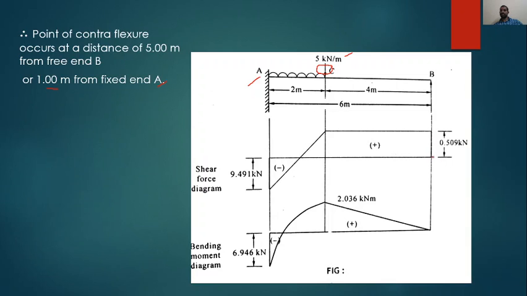We have a prop reaction of 0.509, and from B to C, as there is no load, the shear force variation is constant, and from here there is a downward load, therefore a gradual downward variation from 0.509 over here to 9.491 at the fixed support, and the vertical reaction we have is the same value equal to 9.49, therefore from here it reaches 0 finally, and this is the shear force diagram.